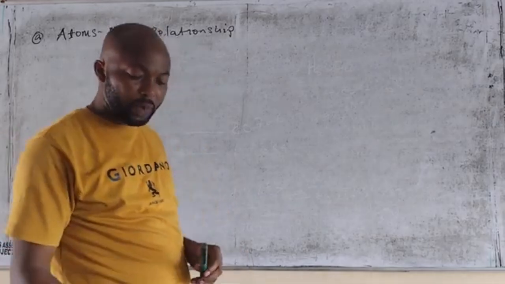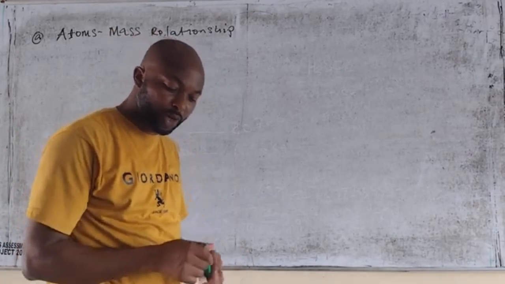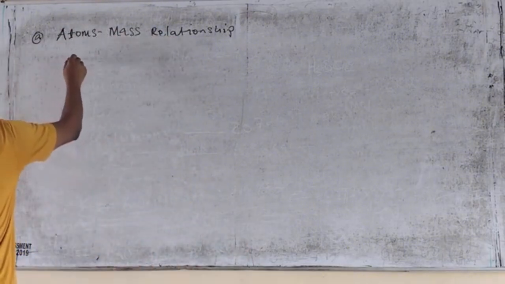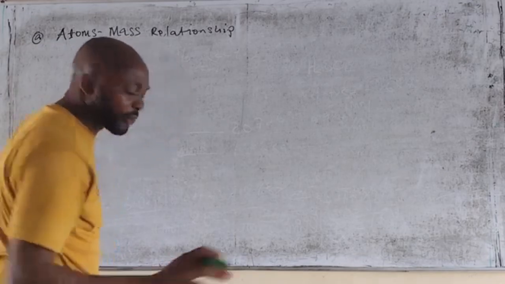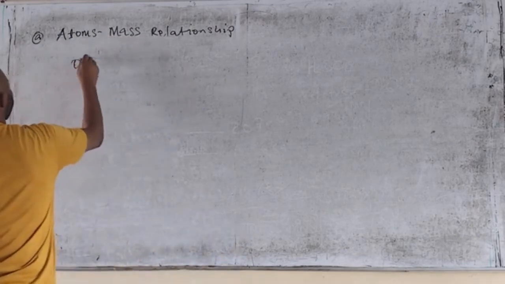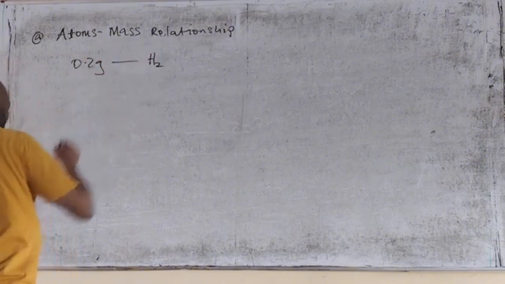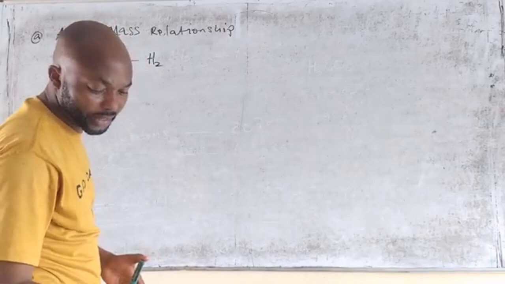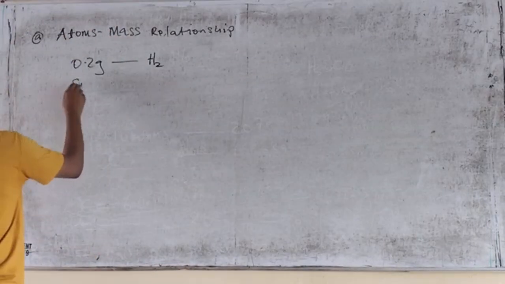Question 2. Calculate the number of atoms of element in 0.2 grams of hydrogen molecule. Now they say we should calculate the number of atoms of elements in that. Solution.